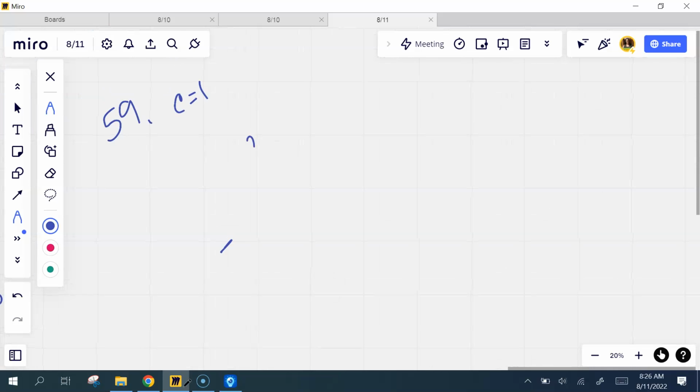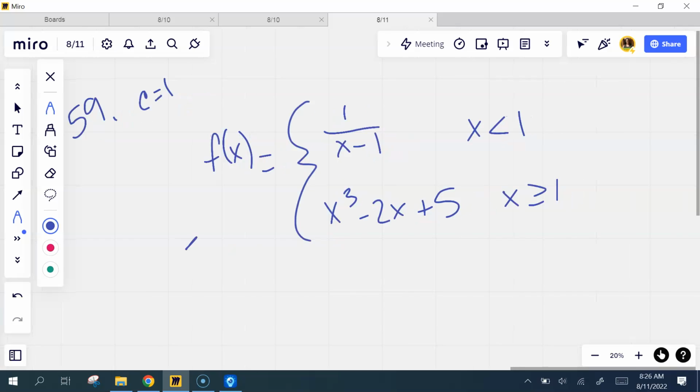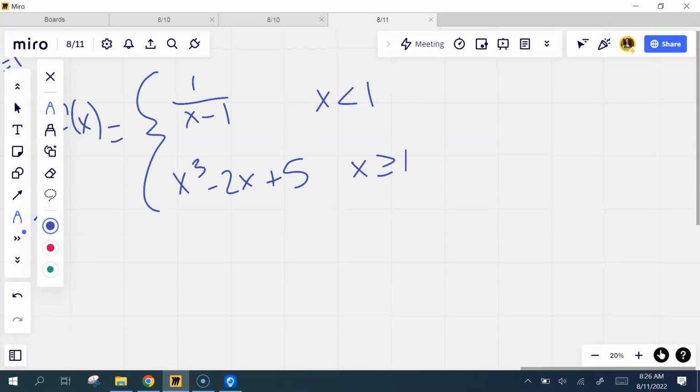So here's my function. F of x equals 1 over x minus 1 when x is less than 1, and x cubed minus 2x plus 5 when x is greater than or equal to 1. So I'm going to find those endpoints again. Oh, I can't find the endpoint there, can I? Because if I plug it in, I get, ugh. So we know that what's happening at 1? A vertical asymptote. That's exactly right.